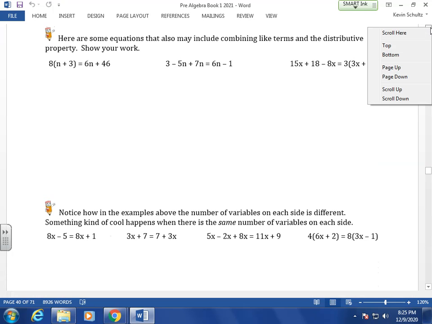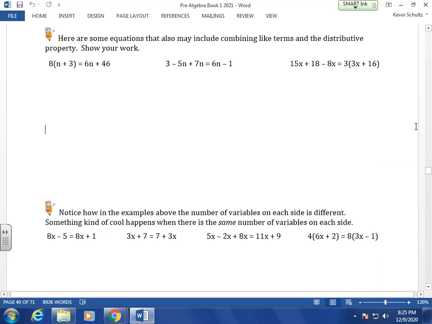The lesson today is actually going to focus on solving equations such as these, where you have multiple things going on here. Right? You look at the first one. 8 times n plus 3 equals 6n plus 46. I see the parentheses, and so that's kind of where my focus should always start. And in this case, I'm going to have to distribute the 8 to get rid of them.